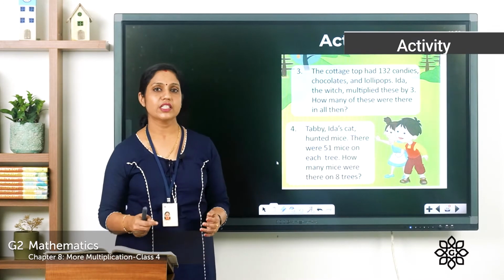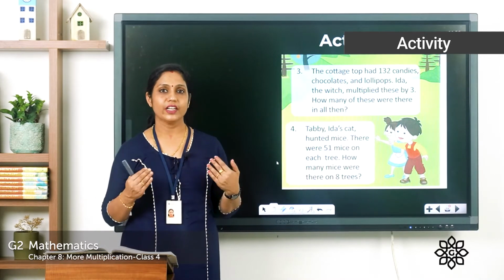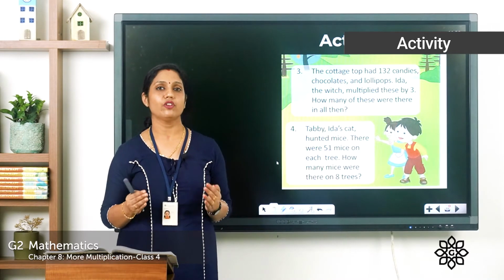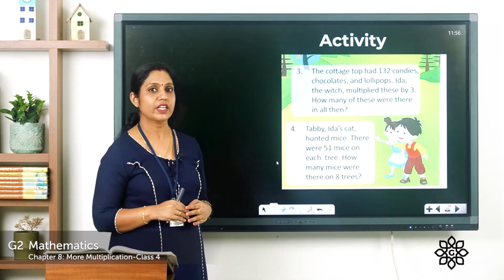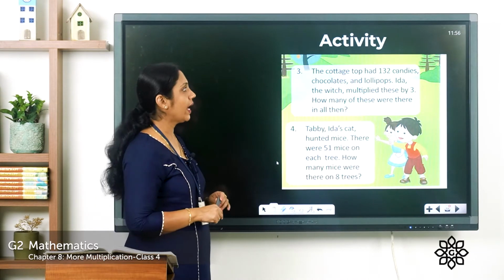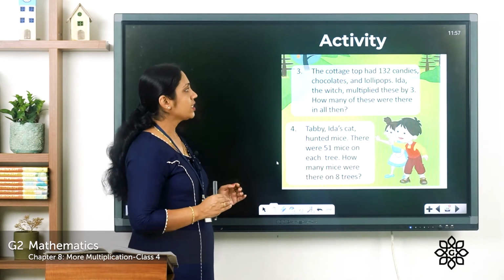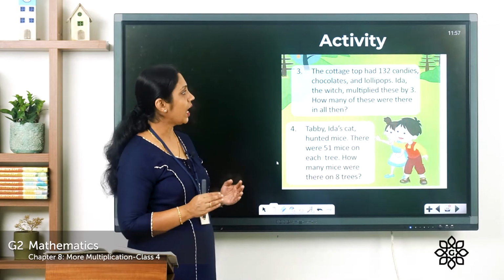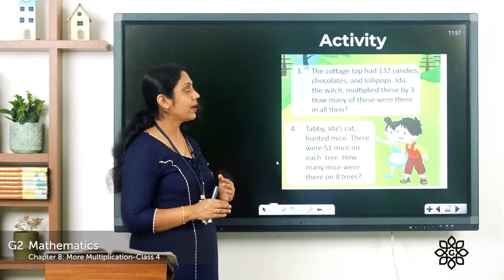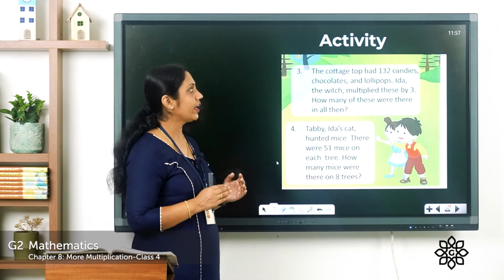Now questions 3 and 4 are an activity for you to do. So you have to read the question properly and try to find out the steps from it. Now let's read the question. Third question. The cottage top had 132 candies, chocolates and lollipops. Ida, the witch, multiplied these by 3. How many of these were there in all?